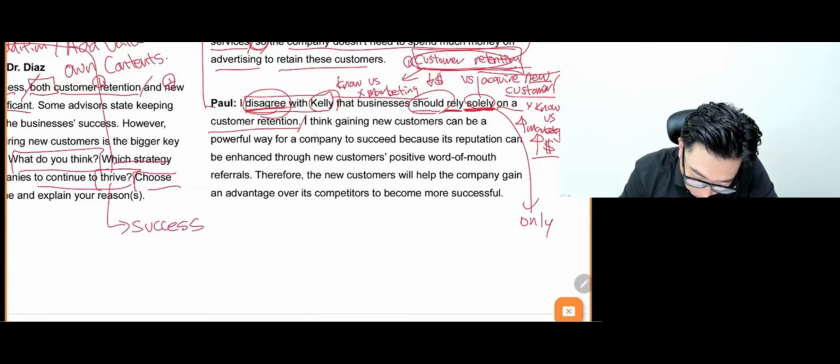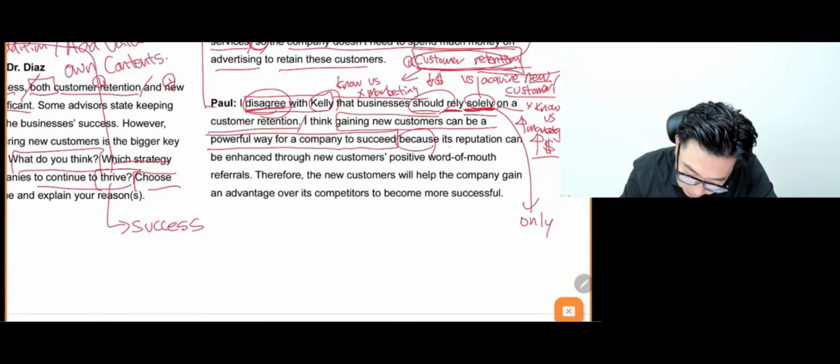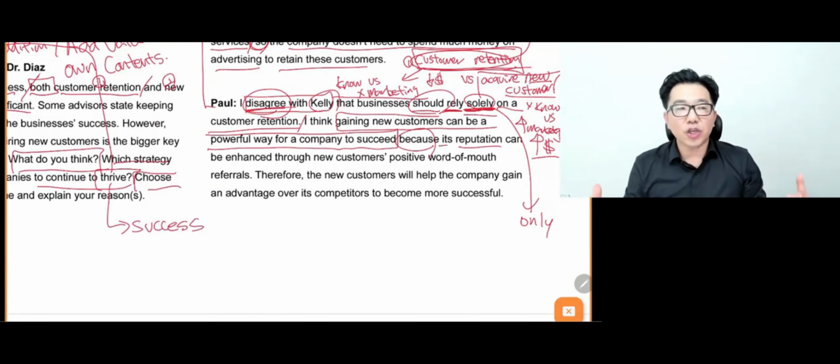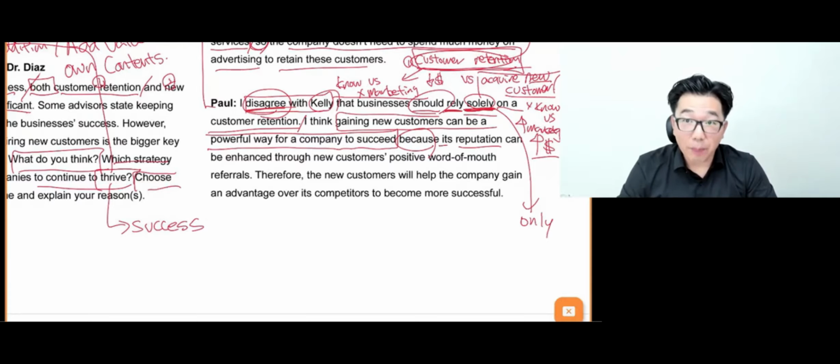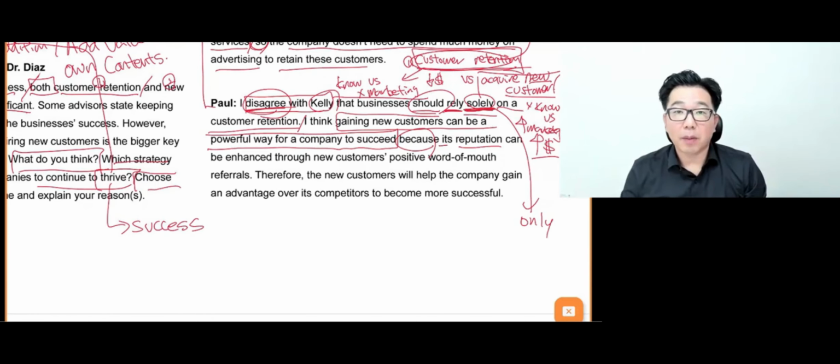So why does Paul think that? I think gaining new customers can be a powerful way for a company to succeed. Okay. It's a repetition. Why? Because its reputation is how customers think about the company. Okay. Reputable means customers think very highly of the business. So, maybe Apple is a very reputable company. Amazon is a very reputable company. They have a good reputation. Okay. Highly regarded in the market by the customers.